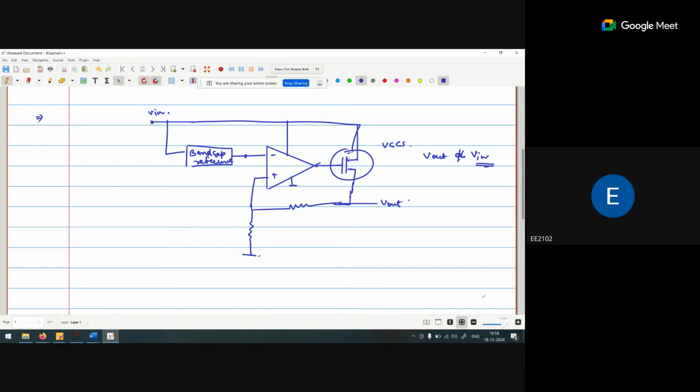Sorry, voltage control current source. Now the condition of this particular voltage control current source is that if VSD voltage is greater than V threshold voltage, then the voltage is basically the function of current. And if VSD is less than V threshold voltage, it behaves as an open switch.